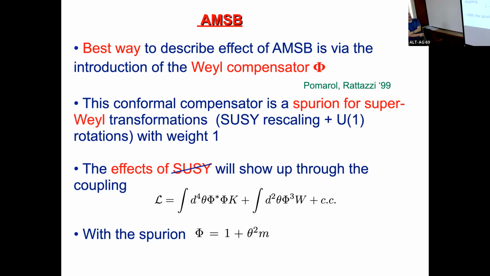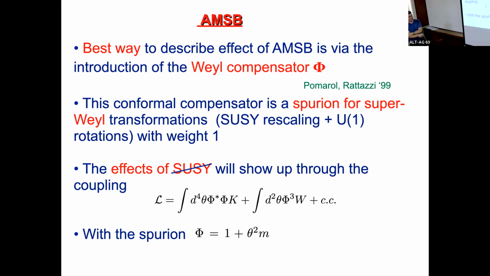The way we are going to be using this is the description by Pomarol and Rattazzi of anomaly mediation, via the introduction of the Weyl compensator phi. This is a conformal compensator, and you can use this as a spurion for super Weyl transformations. The effect of supersymmetry breaking will show up through the coupling of this compensator to the Kähler potential and to the superpotential. This compensator is then going to have an auxiliary field, which will be our SUSY breaking parameter.